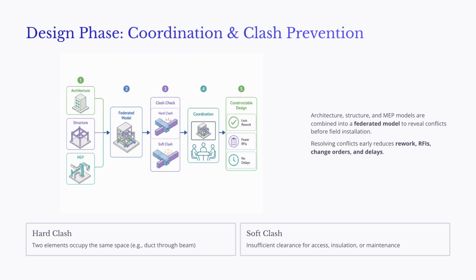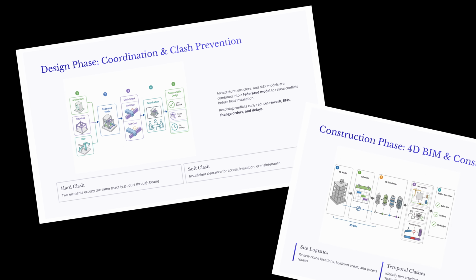or safety. However, the goal of design phase BIM is not simply to detect clashes. The real goal is to prevent them. Through coordination meetings, the project team can decide how systems should be routed and which systems should take priority. When conflicts are resolved before construction, the project can reduce rework, RFIs, change orders, and schedule delays. That is why BIM coordination during design has such a direct impact on constructability.